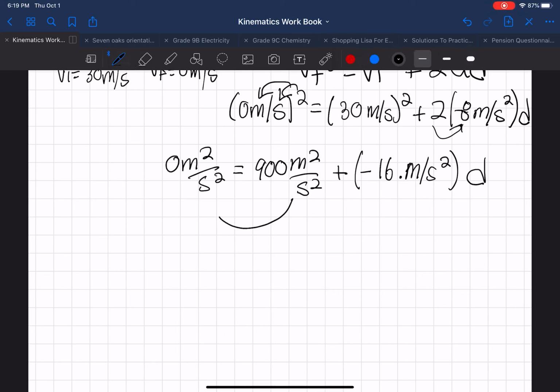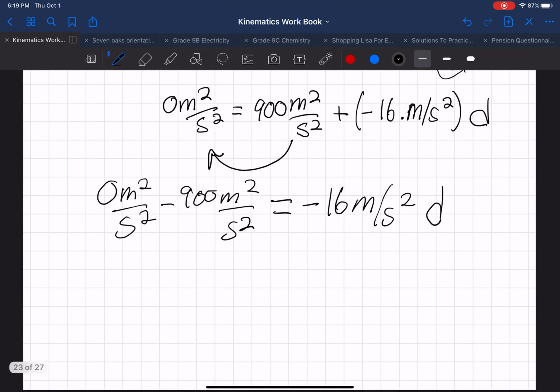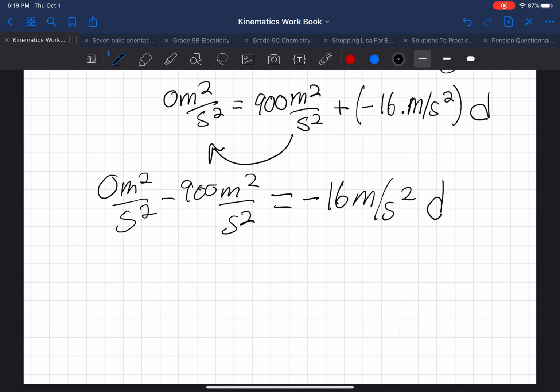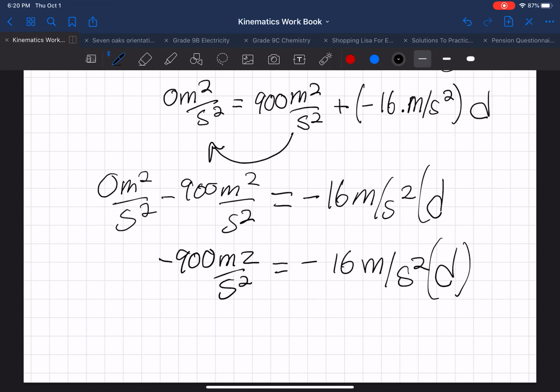Okay, we're going to minus, I lost my train of thought, minus the 900 over to this side, so you get 0 meters per second squared minus 900 meters per second squared, and you're going to equal negative 16 meters per second squared D. So now that we have negative over here, we're going to end up with a negative on this side, because 0 minus 900, we get minus 900 meters per second squared equals minus 16 meters per second squared times D, because it's still multiplying the D here. And then you're going to divide by the minus 16 meters per second squared, divide this as well.